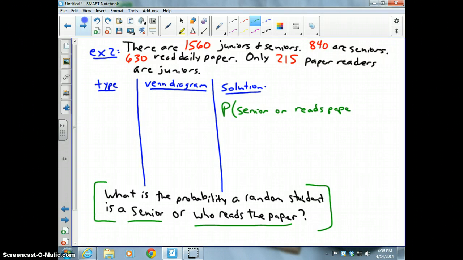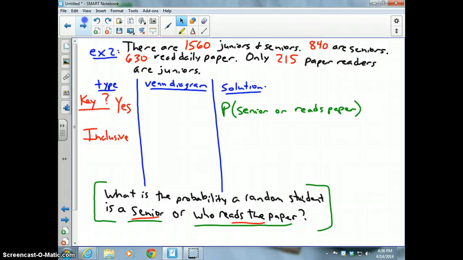So again, we have to ask ourselves the key question. Can these both happen at the same time? Can you have a senior and one that reads the paper? Well, obviously that answer is yes. So therefore, this is an inclusive problem. Now comes the key, drawing the Venn diagram.